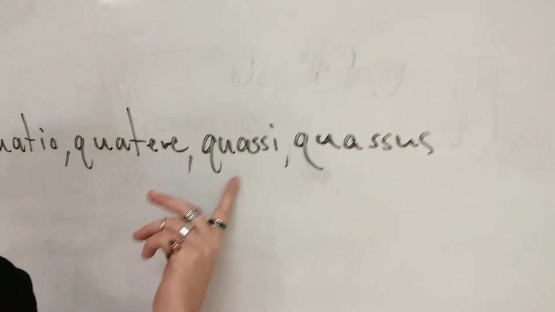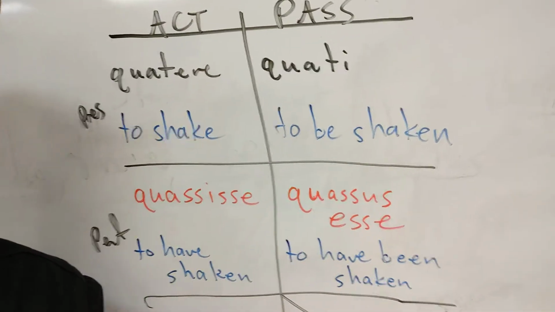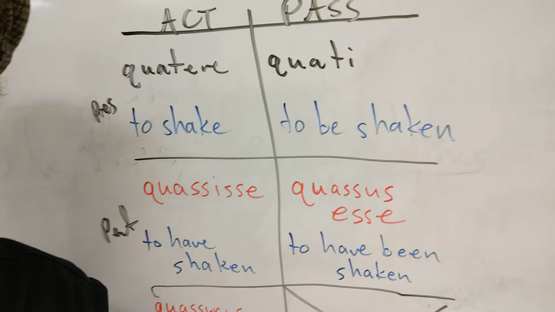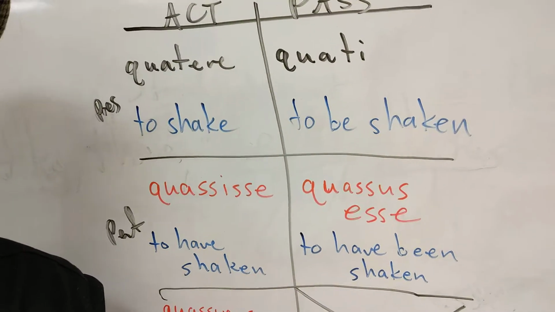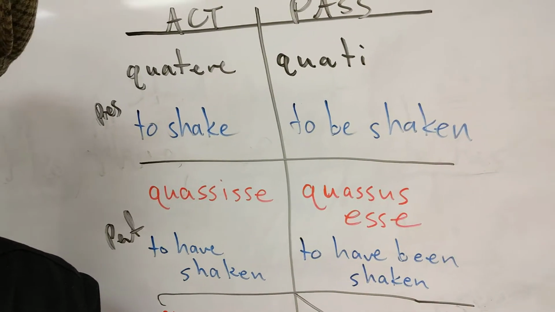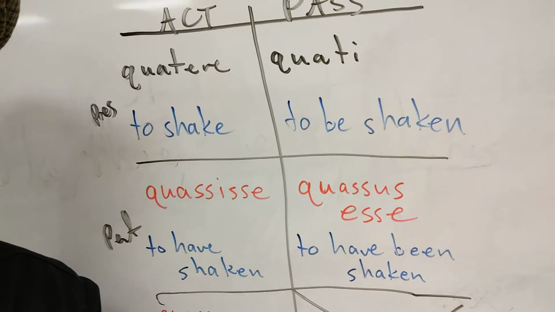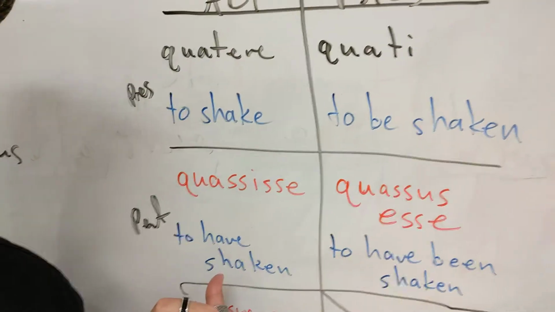stem. That's this third principal part here, right? You take your third principal part, perfect stem, which is what we do for all perfect active things, and you basically squish the word essa into it to make one word. And that's how you get quasissa. It's literally just quasi and essa squished together into a single word. And then you'll translate that as to have shaken, right?